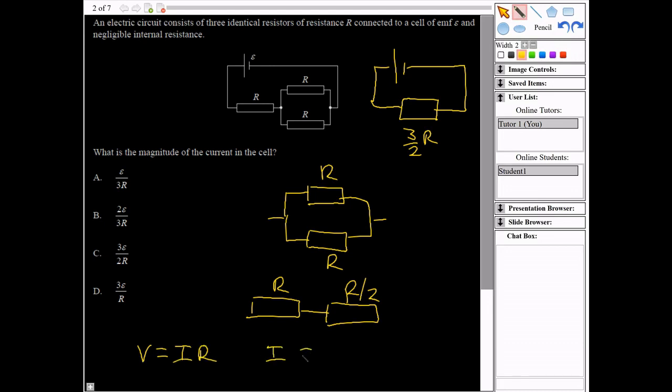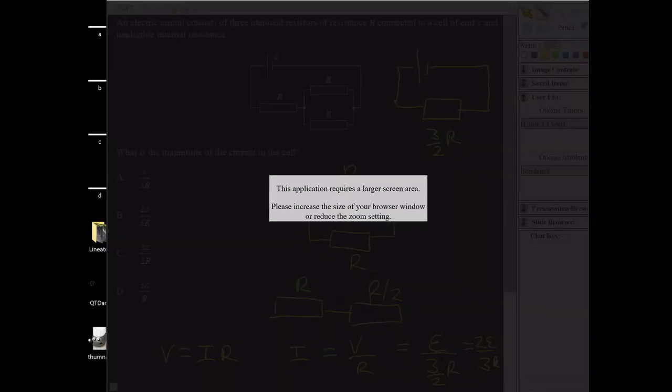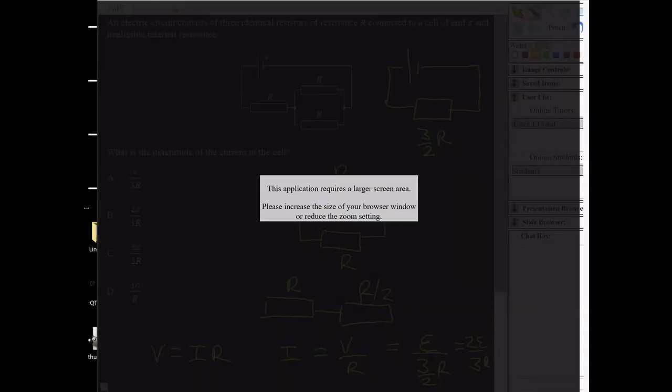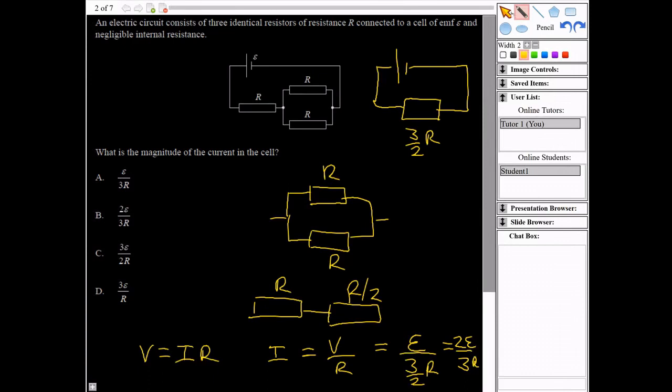So the current is going to be the voltage over the resistance. So the voltage, it says EMF is E. And then we're going to divide that by 3 over 2R. So the 2 would move to the top. So it's going to be 2E over 3R, sorry, which is B. So the answer is B.